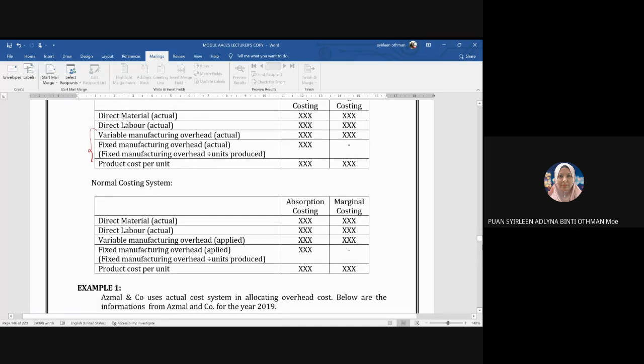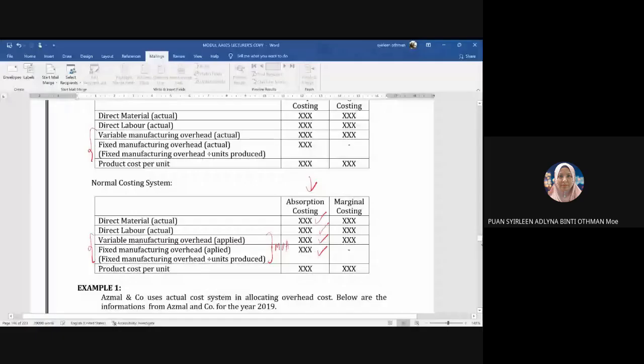Tapi MOH tu kita akan guna applied. Okay. You see the difference. Kalau absorption costing dia ambil kira semua, that means direct material, direct labor, variable MOH and fixed MOH. Dua-dua ni ialah MOH. Tapi dia asing. So you're going to calculate for variable MOH per unit, and then you are going to calculate for fixed manufacturing overhead per unit as well.